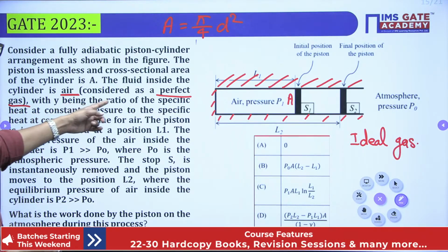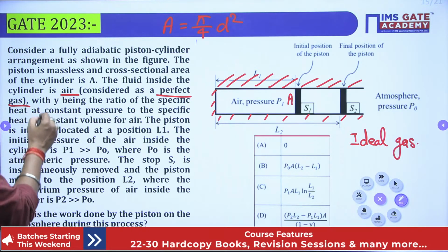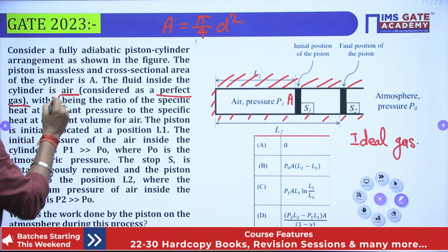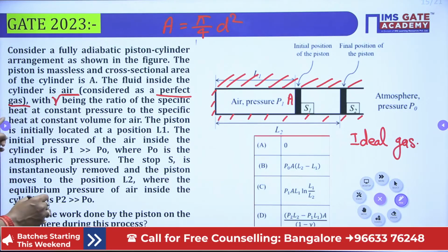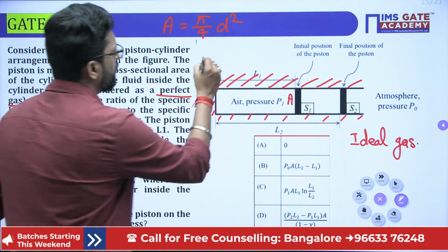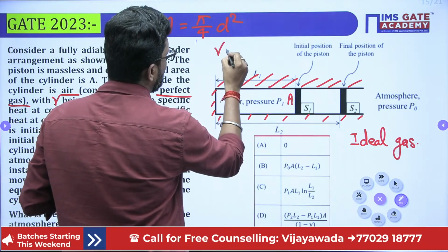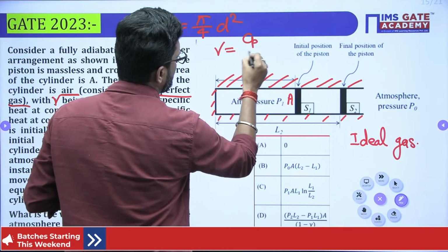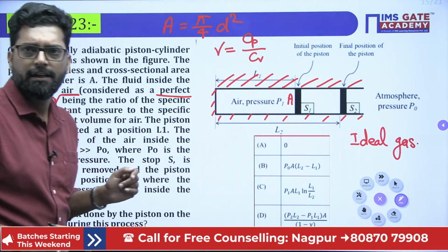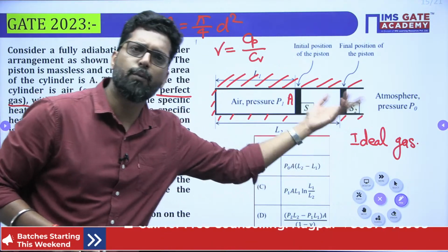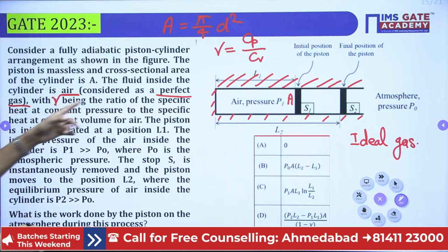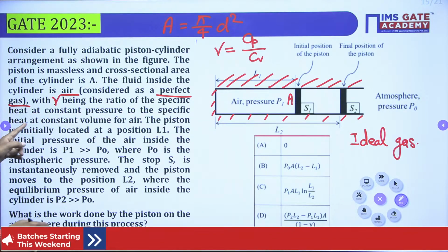Gamma being the ratio of the specific heat at constant pressure to the specific heat at constant volume. This is your gamma. You know that gamma is the adiabatic index, and gamma is equal to Cp by Cv. This is given. For air it is fixed at 1.4, as you know.